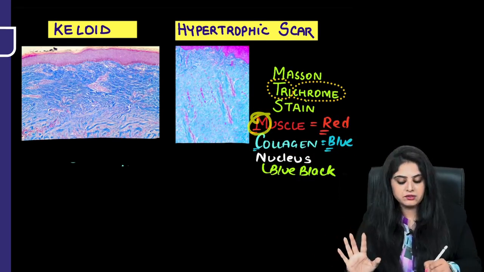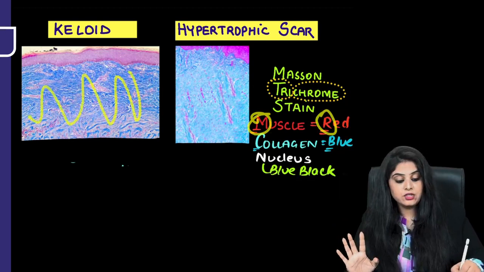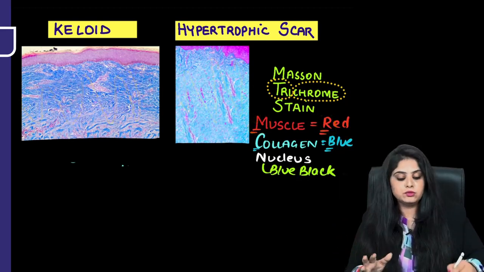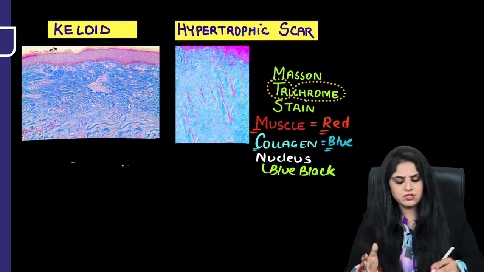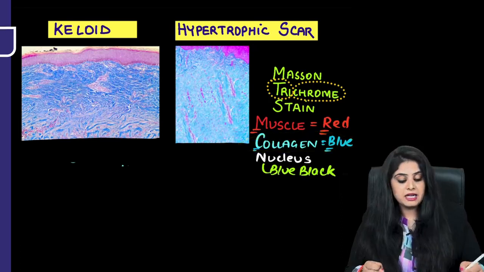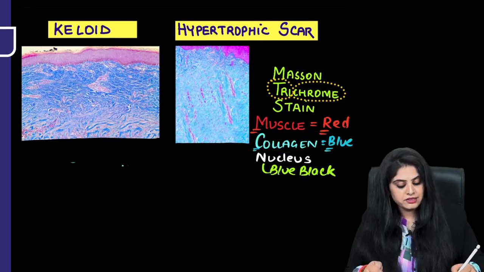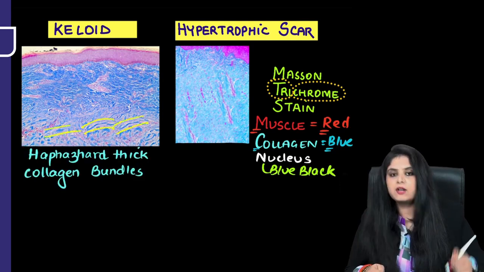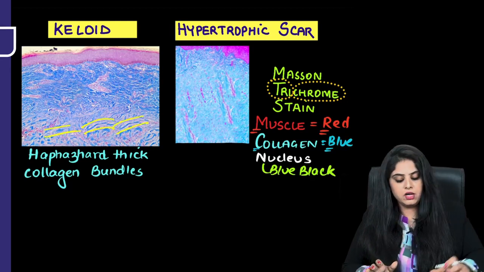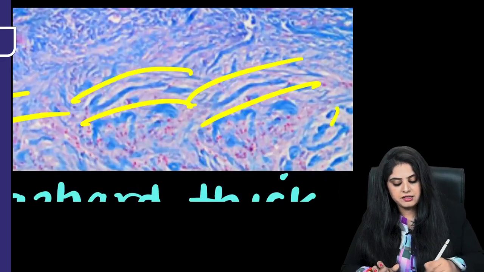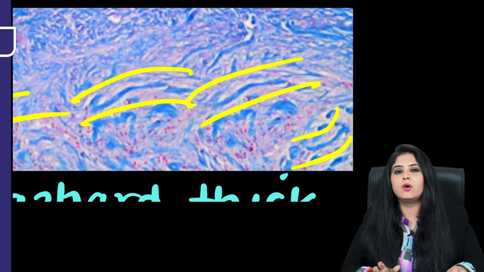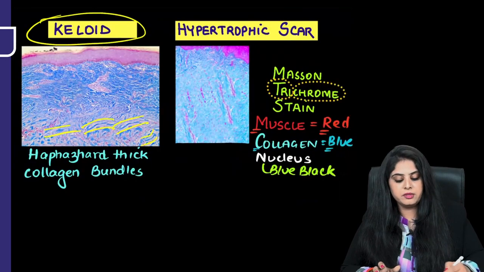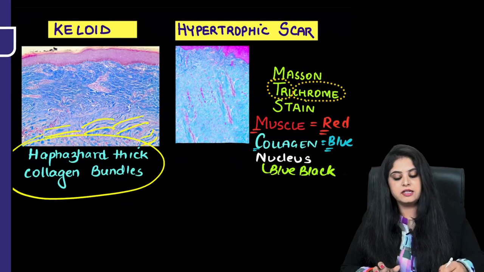So muscle is red, and collagen over here and collagen over here is blue. So keloid and hypertrophic scar are collagen. Both will look blue. But how did I differentiate them? If you can see this very clearly over here, you are getting too many haphazard big bundles. They are all left, right, up, down. They are all arranged in a very haphazard manner if you can appreciate them. So keloid is aggressive. Keloid is going to be arranged in haphazard thick bundles.